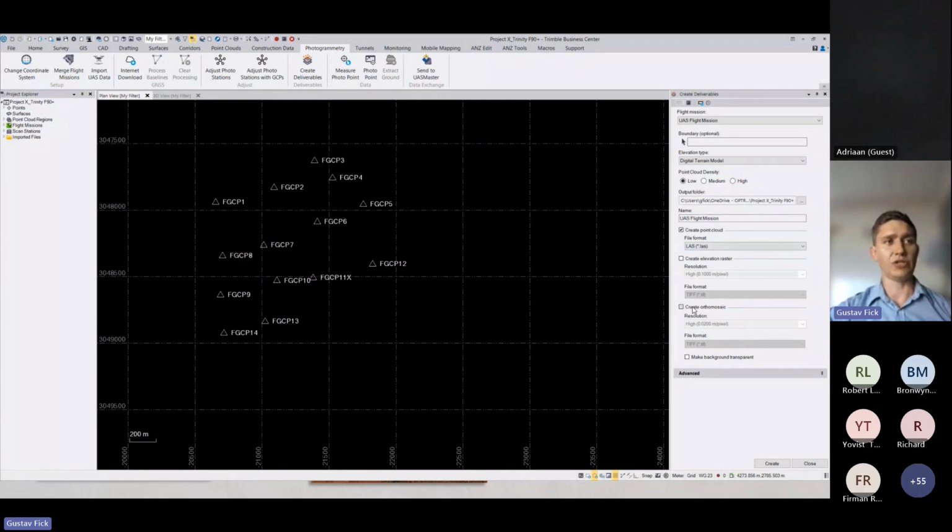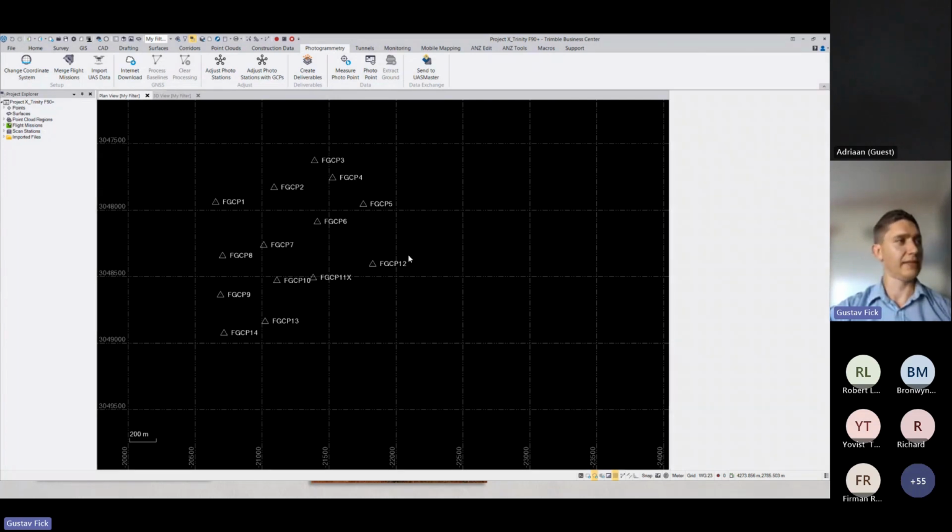The next part is, if you're interested in creating your orthomosaic, everything in one go and not separately, you can select what type of resolution you need. Okay, and then also your formats. If you have a look at your formats in your point cloud, there are options that you can generate. And then it's a matter of clicking create.